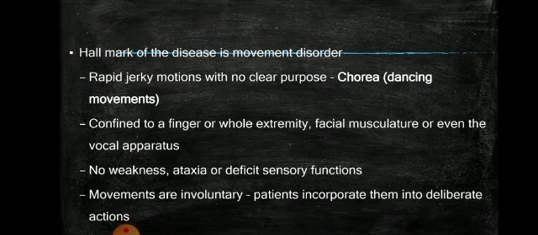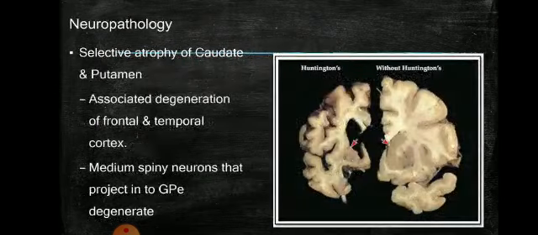You have rapid jerky motions with no clear purpose. That's what you call chorea. Chorea is where the movement of a person is like a dance, so we call it a dance movement. It's confined to a finger or the whole extremity. You can see the facial musculature getting affected, or even the vocal apparatus can get affected by Huntington's disorder. There's no weakness, ataxia or any deficit with any of the sensory functions of the body. Movements are involuntary. Now patients incorporate them into deliberate actions.